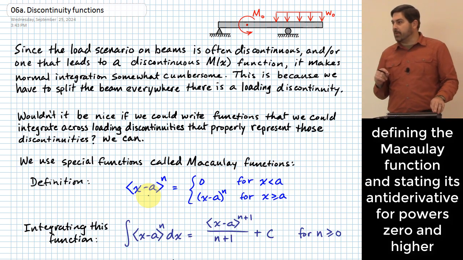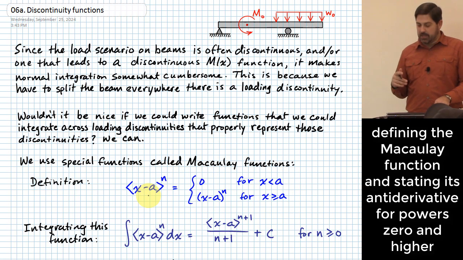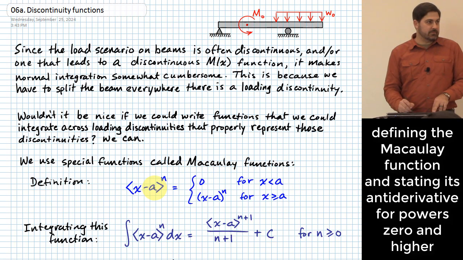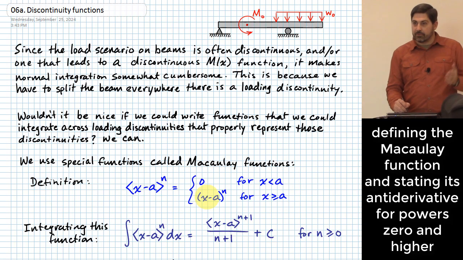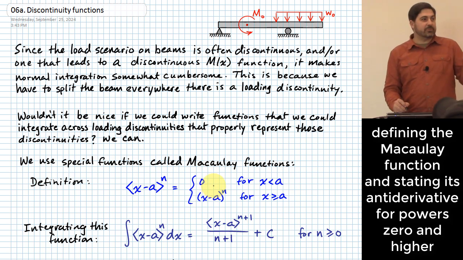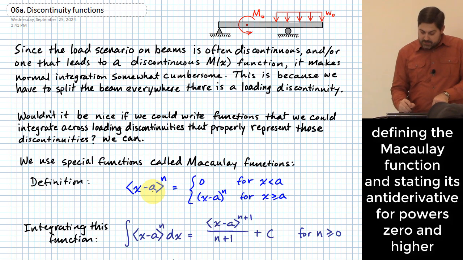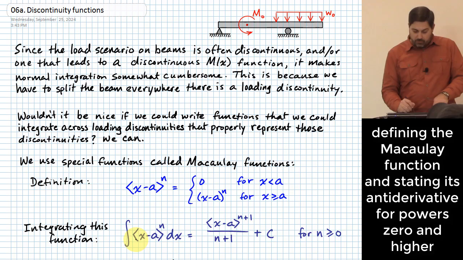Now, what's nice about this particular function, and I won't spend time trying to prove it right now, is that if we integrate this function, because this function itself has a discontinuity in it, right? It's different if we're to the left of A than if we're to the right of A. See that? It's got a discontinuity in it. But when we integrate this function, it is possible for us to do that.